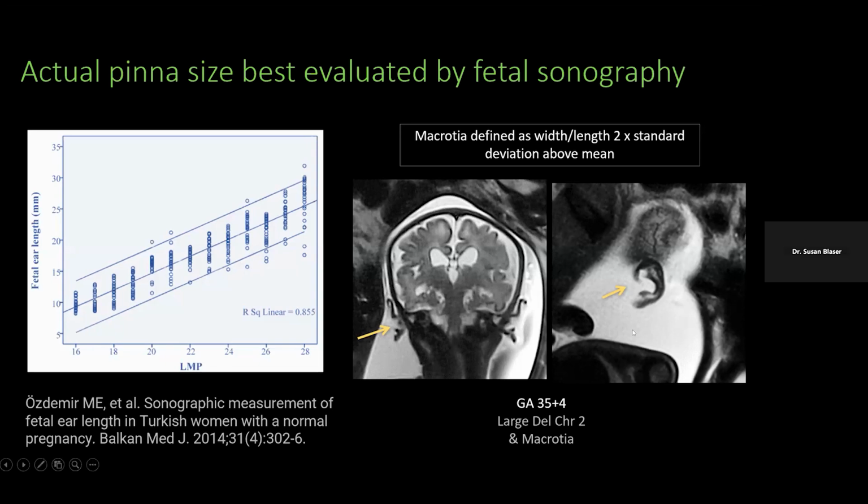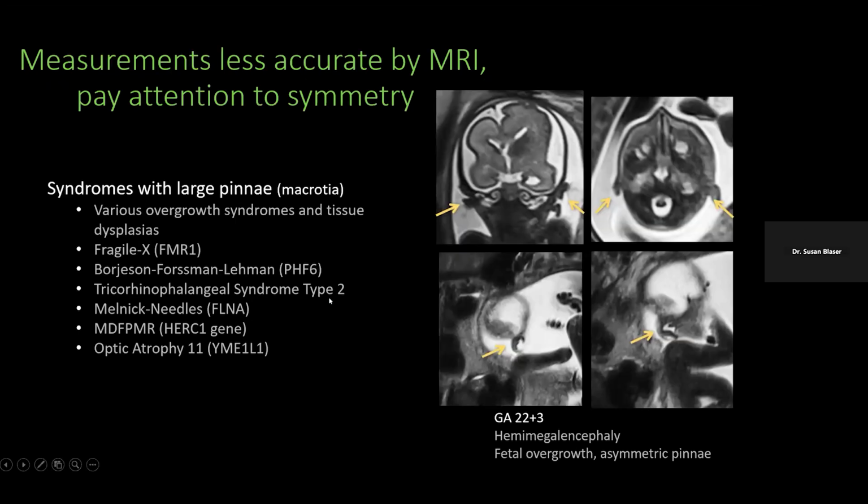So again, would this be something we would measure? Probably not, because we're not as accurate. Ultrasound is a little bit better than that. So measurements are less accurate by MRI than an ultrasound, so pay attention to symmetry. Make sure that you have perfect orthogonal views.